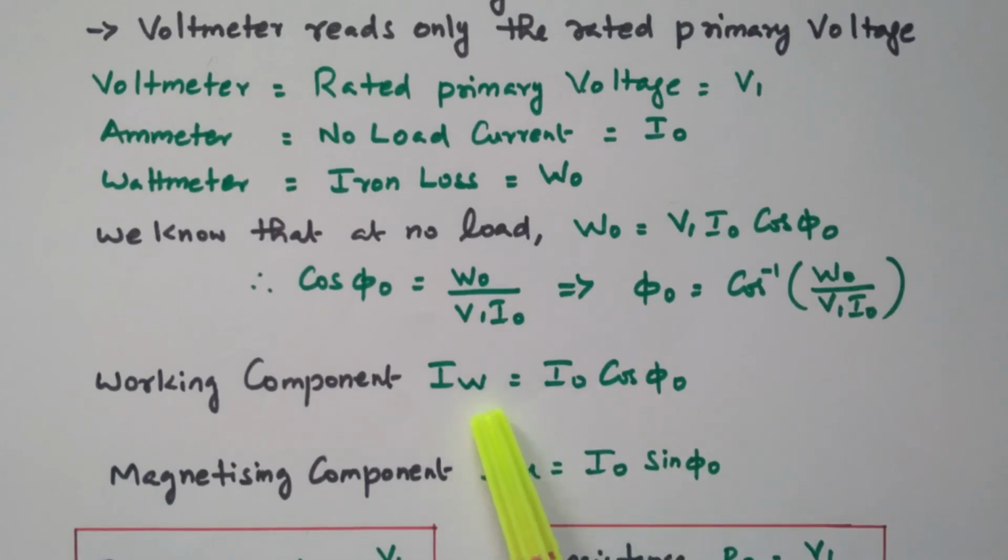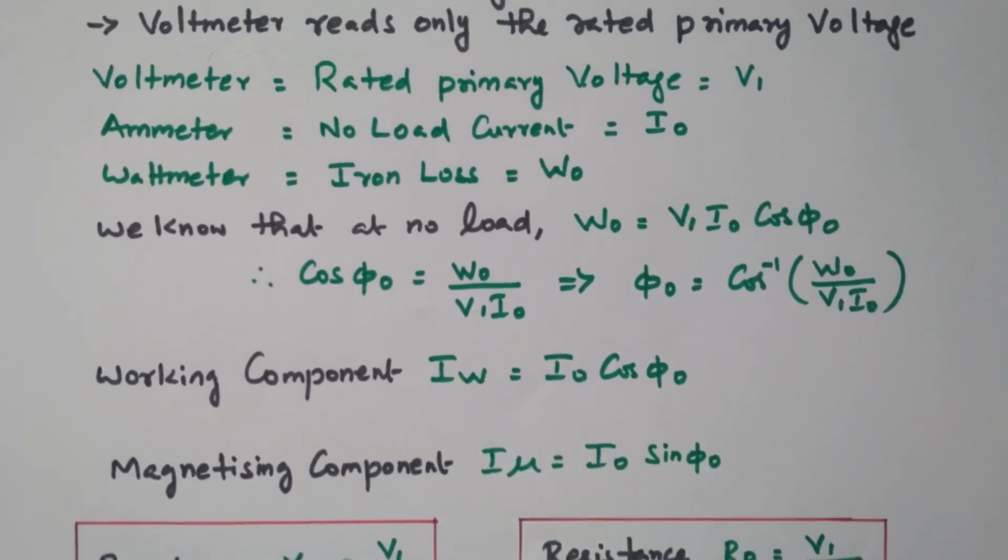So, I naught has two components, working component and magnetizing component, that can be calculated from this formula. This phi naught is calculated here. Phi naught is calculated from this reading. This I naught is already available, and the wattmeter reading. Now, we got IW and I mu.